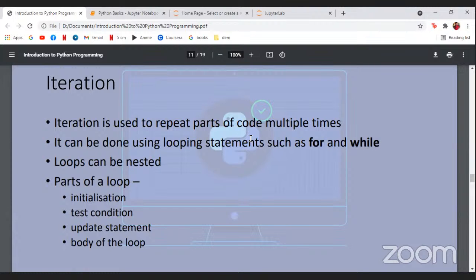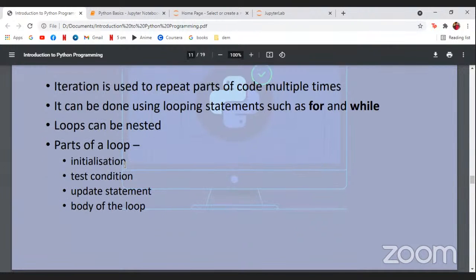So there are two types of loops in Python. One is for and one is while. So these work very similar to the ones you've already learned in other languages if you have. And we'll go through their syntax now. But loops can also be nested, as in you write a loop inside a loop. That's what nesting means, writing the same type of thing within that same type of thing.